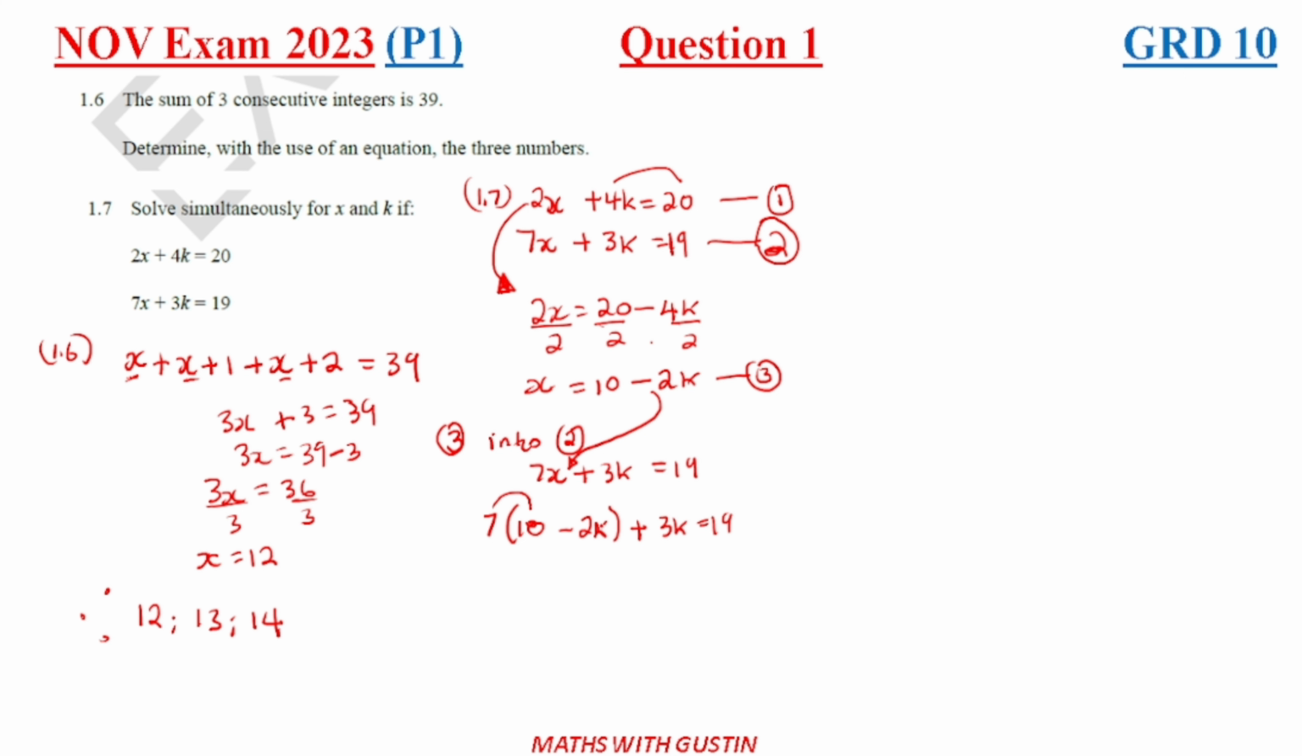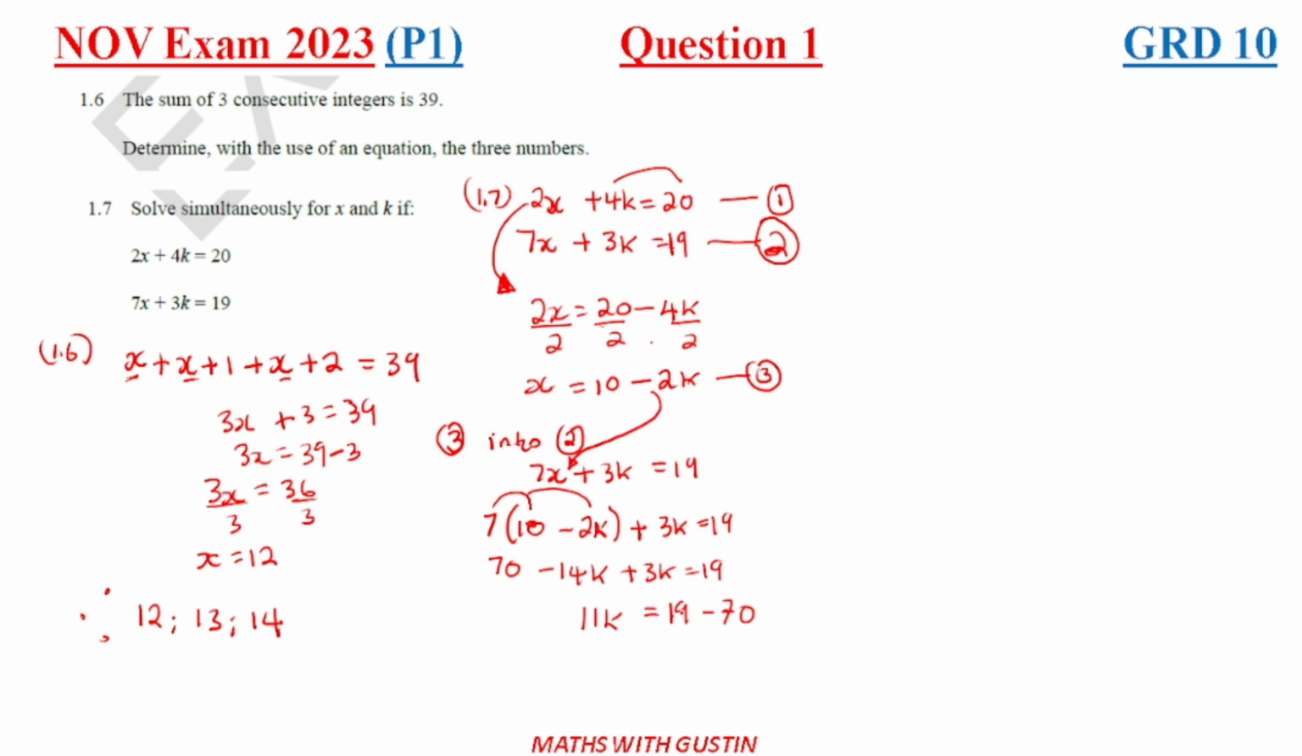We remove the bracket. 7 times 10 is going to give us 70, and then 7 times 2 is going to give us minus 14k, and then plus 3k is equal to 19. Okay, so what we can do now is group the like terms, and then we solve for k. I'm going to take 70 that side, so it's going to be 19 minus 70 here. Therefore here is going to be minus 14k plus 3k, which gives us minus 11k.